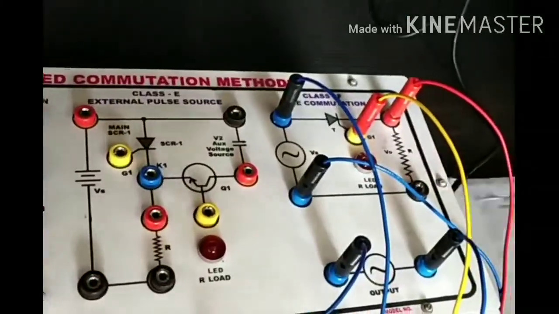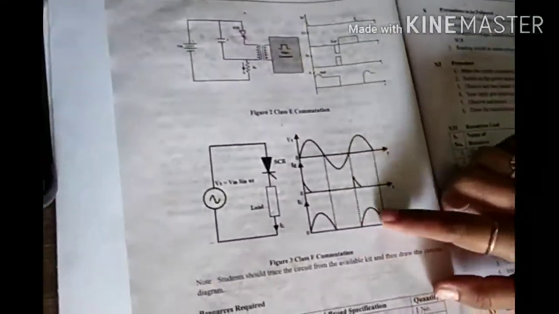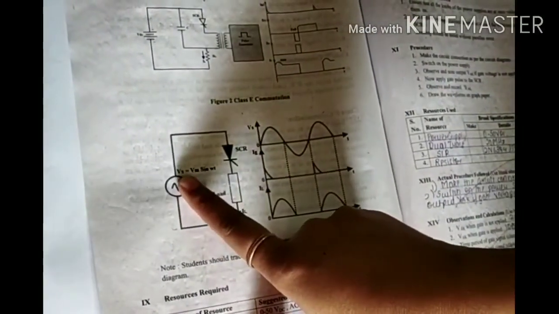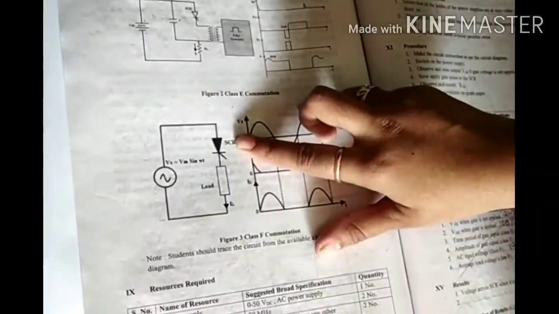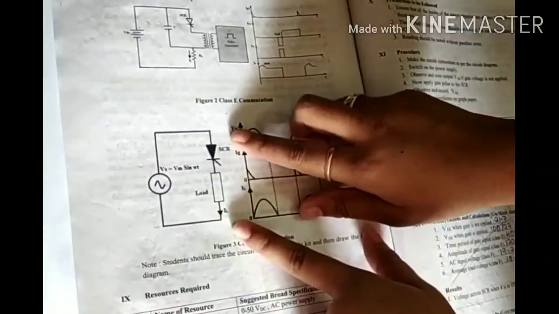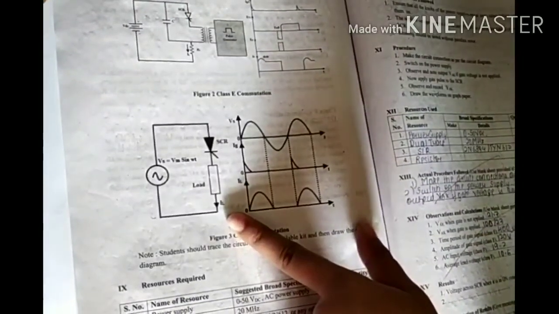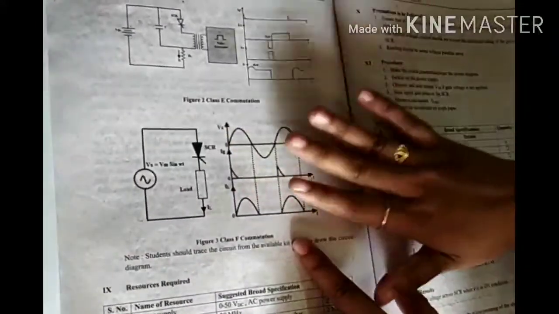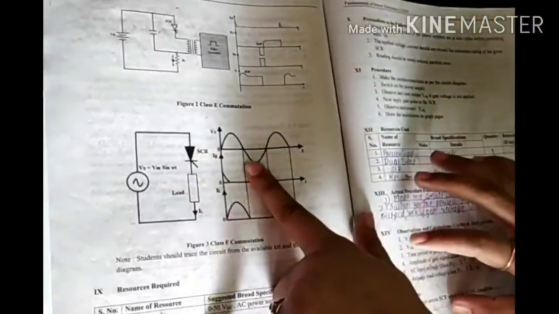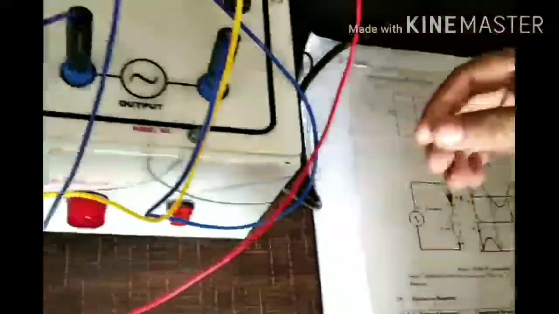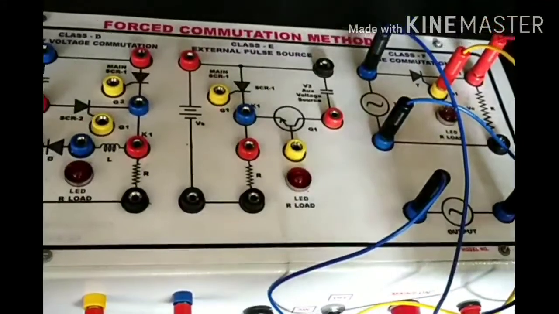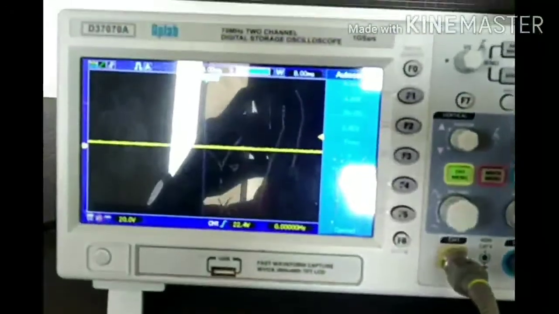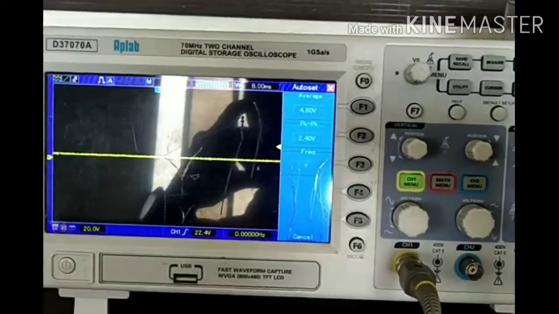The circuit diagram for the class F commutation is this. It uses the AC supply voltage, that is nothing but Vs equal to Vm sin omega t, and the SCR is connected, and then the load is in series with the SCR. According to the diagram we connect all of this. Then we check the waveforms according to the connections. So first we check Ig, that is nothing but the gate current. For that we use the DSO for displaying the waveform, according to the parameters.